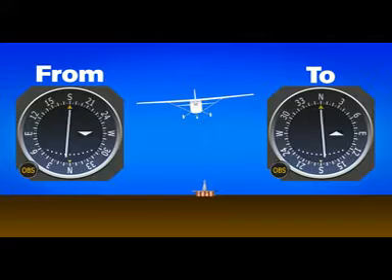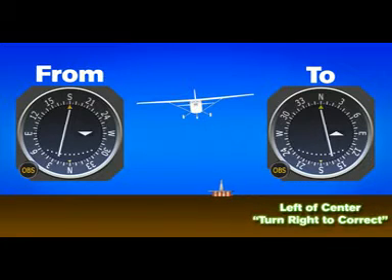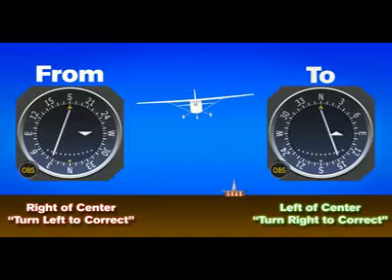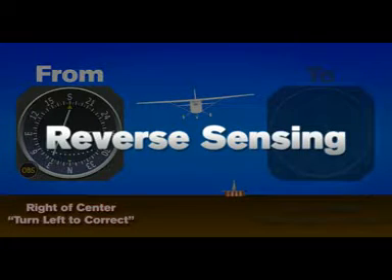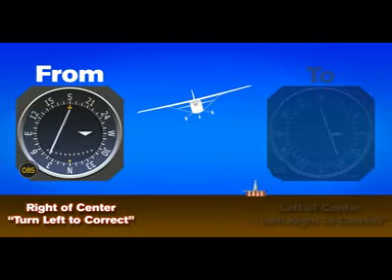The instance where you have 360 degrees to selected will indicate that you are left of center. However, if you had 180 degrees from selected, the instrument will actually indicate that you are right of center. This type of situation is called reverse sensing. If you were not aware that you had mistakenly entered the reciprocal radial into the instrument, the more you tried to correct toward the center, the further off course you would actually get.